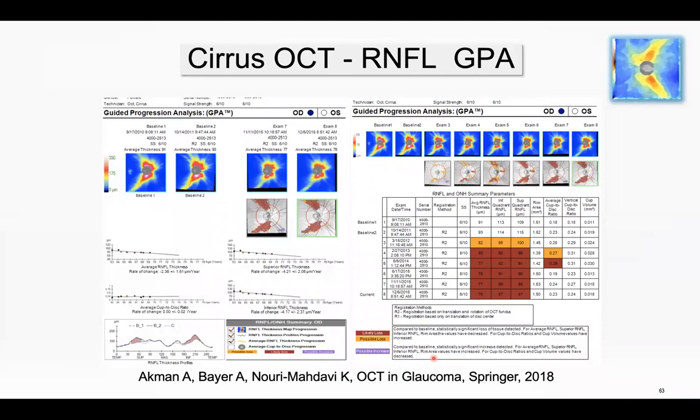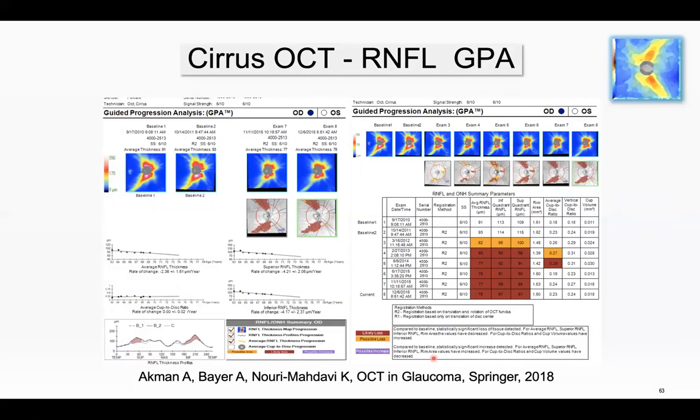This is the Cirrus GPA report. I want to spend some time on this report. I think this is the most important report of the Cirrus OCT, and it is the most statistically good report in any OCT device for me. It has very different concepts for looking for progression. First, there are 4 different strategies.